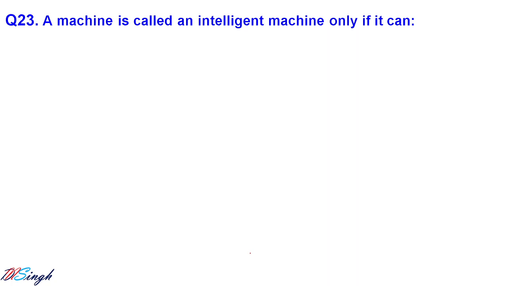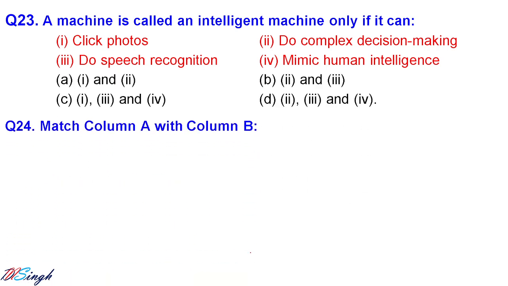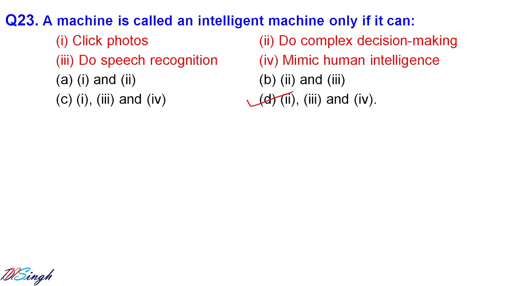A machine is called an intelligent machine only if it can. Okay, there are options available to us. Only if it can click photos, a camera can also click photos, but it is not intelligent. So the first one is not an intelligent task. To do complex decision making is an intelligent task. Doing speech recognition is also an artificially intelligent task. Mimic human intelligence, that is also true. So which one is correct? D is correct for this case. Okay, go for the next question.